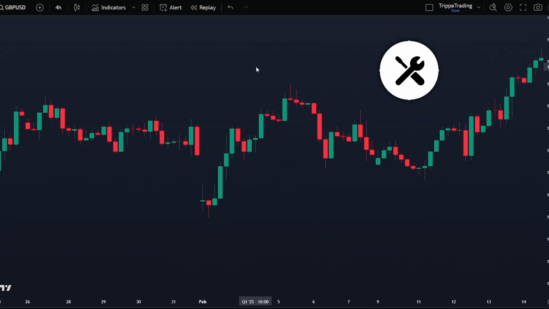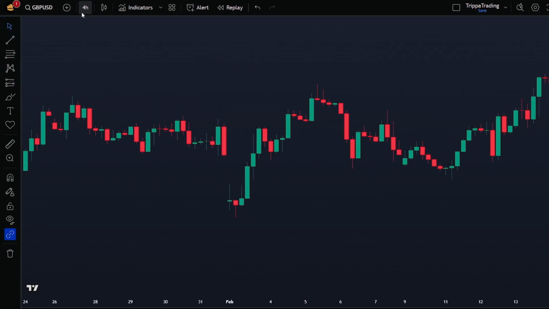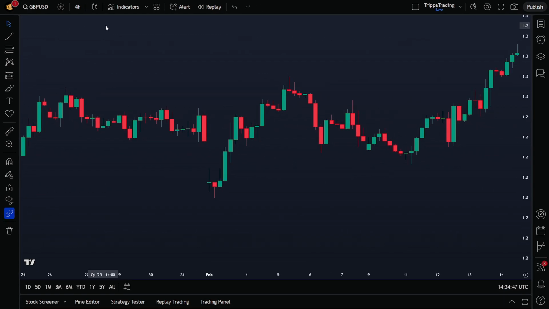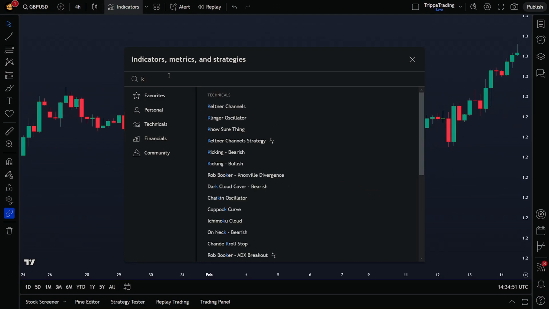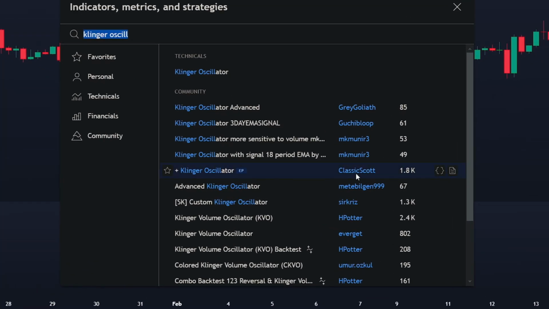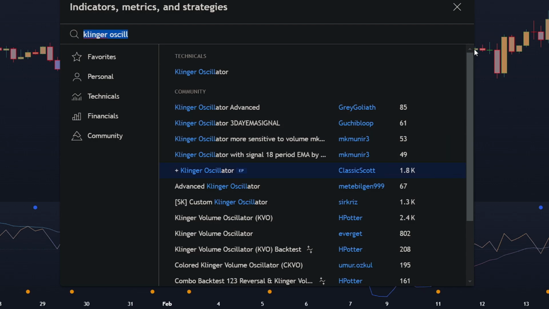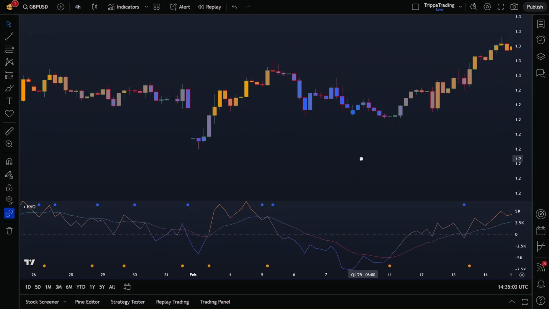First, let's add the indicator to our chart. I'm in TradingView, and I will be using the 4-hour time frame of this market to explain the different strategies. So head over to TradingView, click on Indicators, then search for Klinger Oscillator. You need to add this one, created by Classic Scott, and once it's added, you'll see it appear below the price chart in the form of an oscillator.